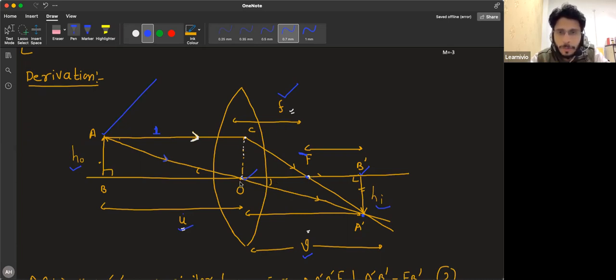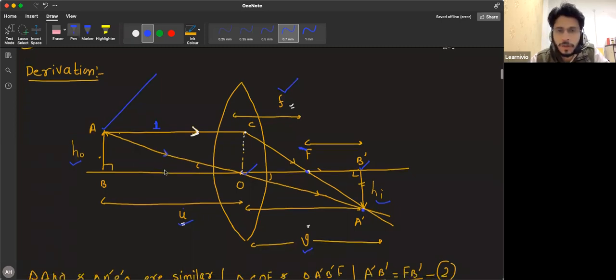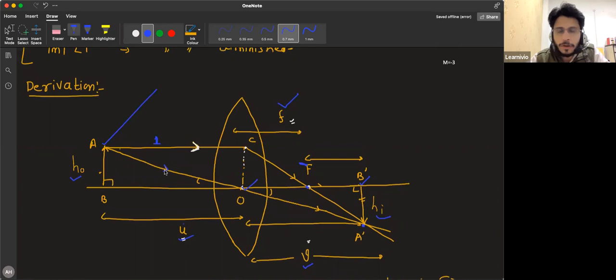Okay, then I drop a perpendicular CO here. So CO is equal to AB, and AB is the object. So the height of CO is equal to the object. Let's see if we can find some pair of similar triangles. See this triangle ABO and triangle O, A prime, B prime. Can you find two angles which are equal in triangle ABO and triangle A prime B prime O?